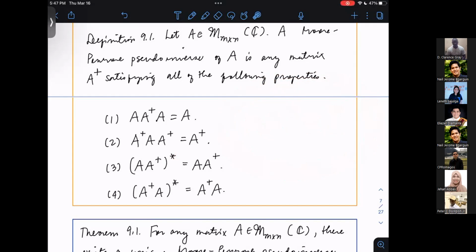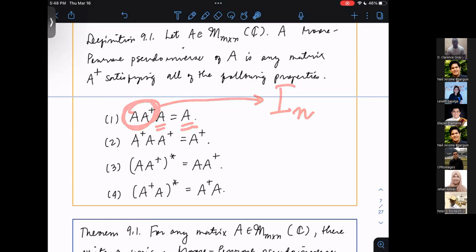Now again, we want A plus to yield the identity when paired with A. So look at A plus A here. We want this to be as close to the identity as possible, right? So we're looking for the matrix A plus that will give us the right identity, the identity matrix of the right size, so that when I multiply A plus A to A, I will get back A.